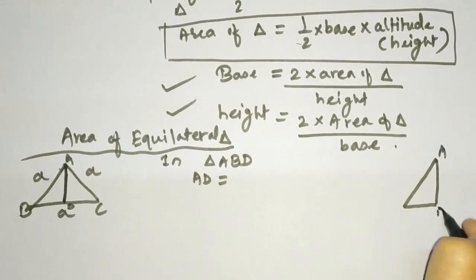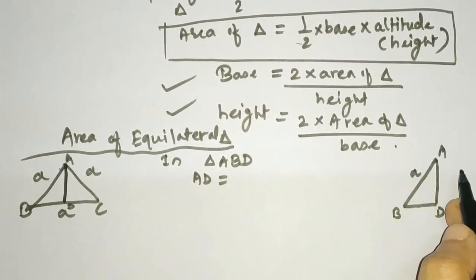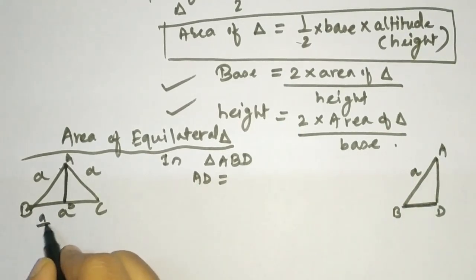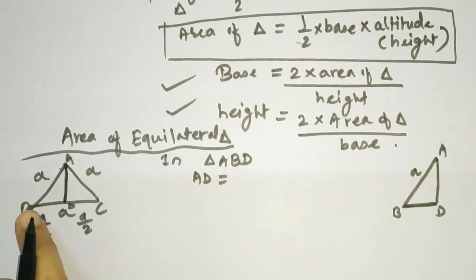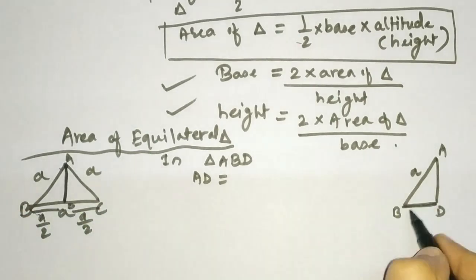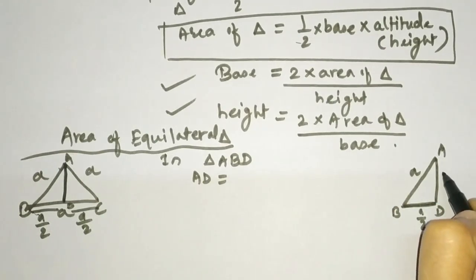A, D, B. This is length A. Okay friends, and this AD is nothing but A by 2. This is also A by 2, half half. A by 2 means this complete is A. So this is A by 2. Okay friends, so I want to find out AD.